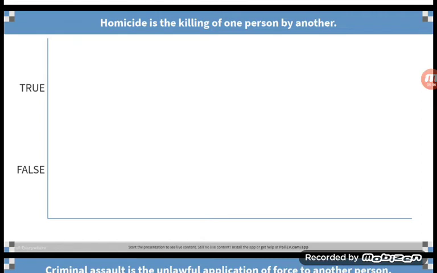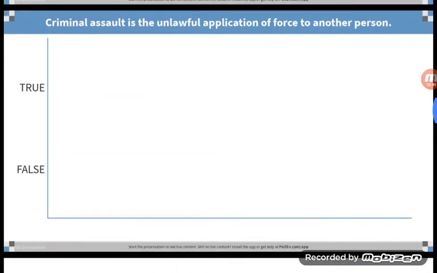True or false, homicide is the killing of another person. True. Criminal assault is the unlawful application of force to another person. Remember, assault is the thinking that a battery is going to occur, that force is going to be applied, but it is not. Assault is where the unlawful application of force does not occur. So this would be false. This would be true if it was criminal battery is the unlawful application of force to another person. That is true. Criminal assault is the apprehension or the cause for concern or the intimidation of, or the attempted battery but you missed.